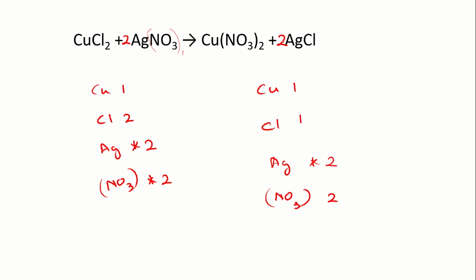Adding the coefficient 2 to silver chloride changes the number of chlorine atoms. When you don't see a subscript, by default you have number 1, so 2 multiplied by 1 is 2 chlorine. Now you have balanced out the number of chlorine atoms. How about the copper atoms? Now check all the numbers. Copper, you have 1 atom, 1 atom. Chlorine, 2, 2 on both sides. Silver, 2, 2. And nitrate ions, 2 on both sides. Now this equation is balanced.